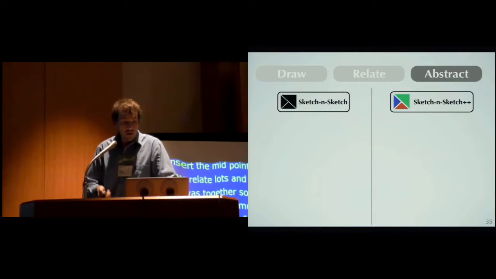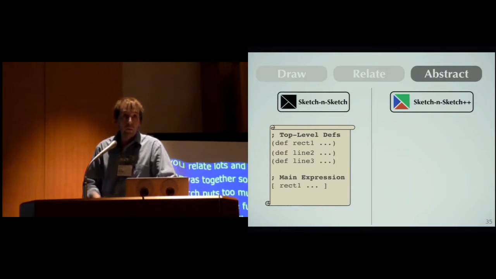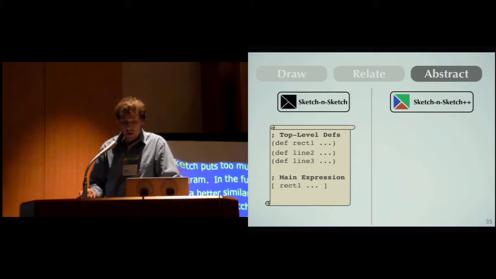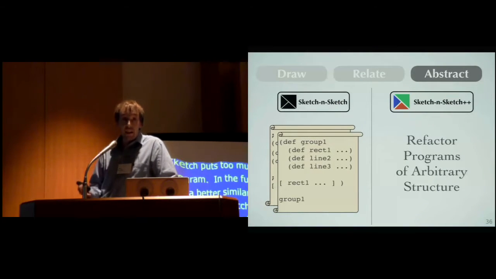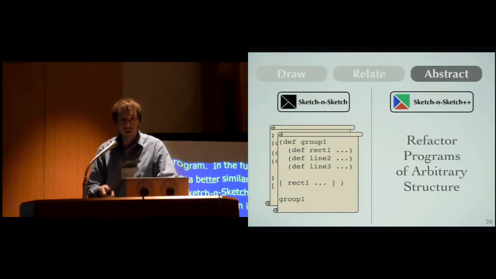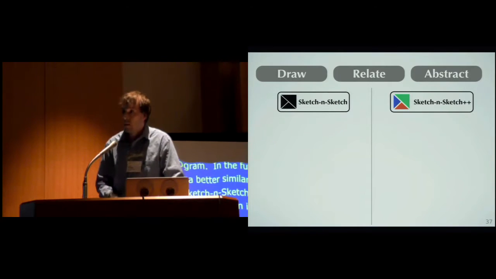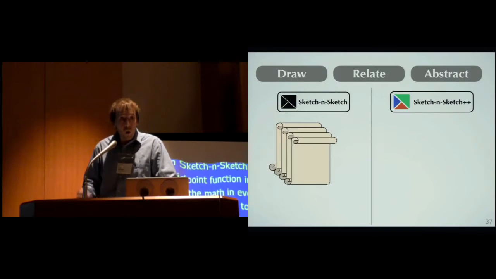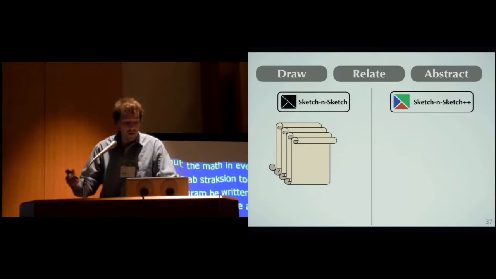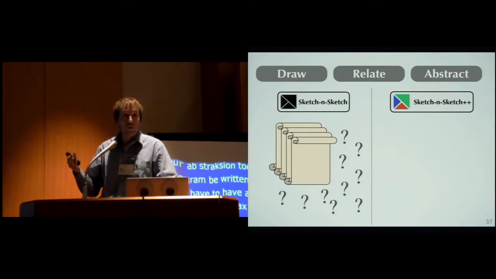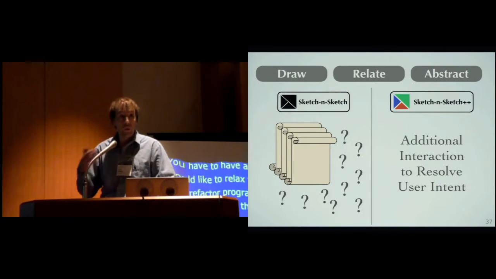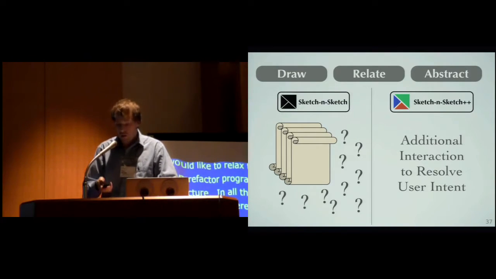Right now, our abstraction tools require that your program be written in a certain way. You have to have a bunch of top-level definitions followed by a main expression. In the future, we'd like to relax that constraint so that we could refactor programs that are of an arbitrary structure. And finally, in all the different stages of development, there are often multiple different transformations that Sketch and Sketch could do to honor the actions that you perform. And so which one should it choose? Right now, we kind of just choose the first one. But in the future, it's probably going to be better if we give the user an option to choose when there's ambiguity.